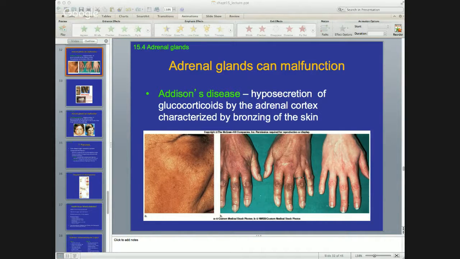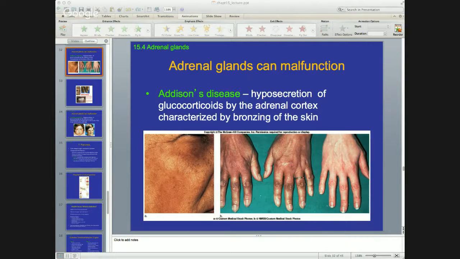Here's another look at Addison's disease. Okay, you can see that darker complexion, and these are all Caucasian individuals, and you can see just from these figures that bronzing occurring. Okay, so that's caused by hyposecretion.